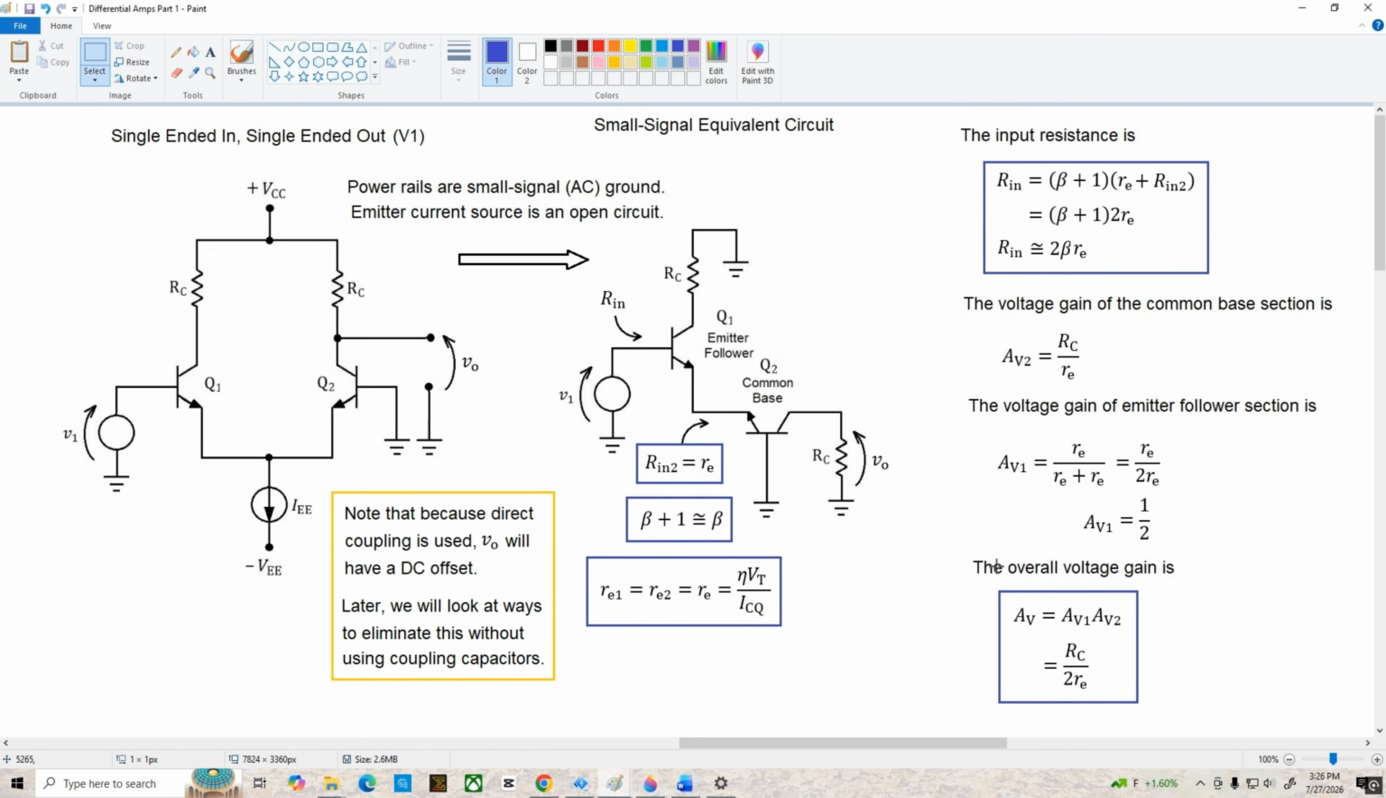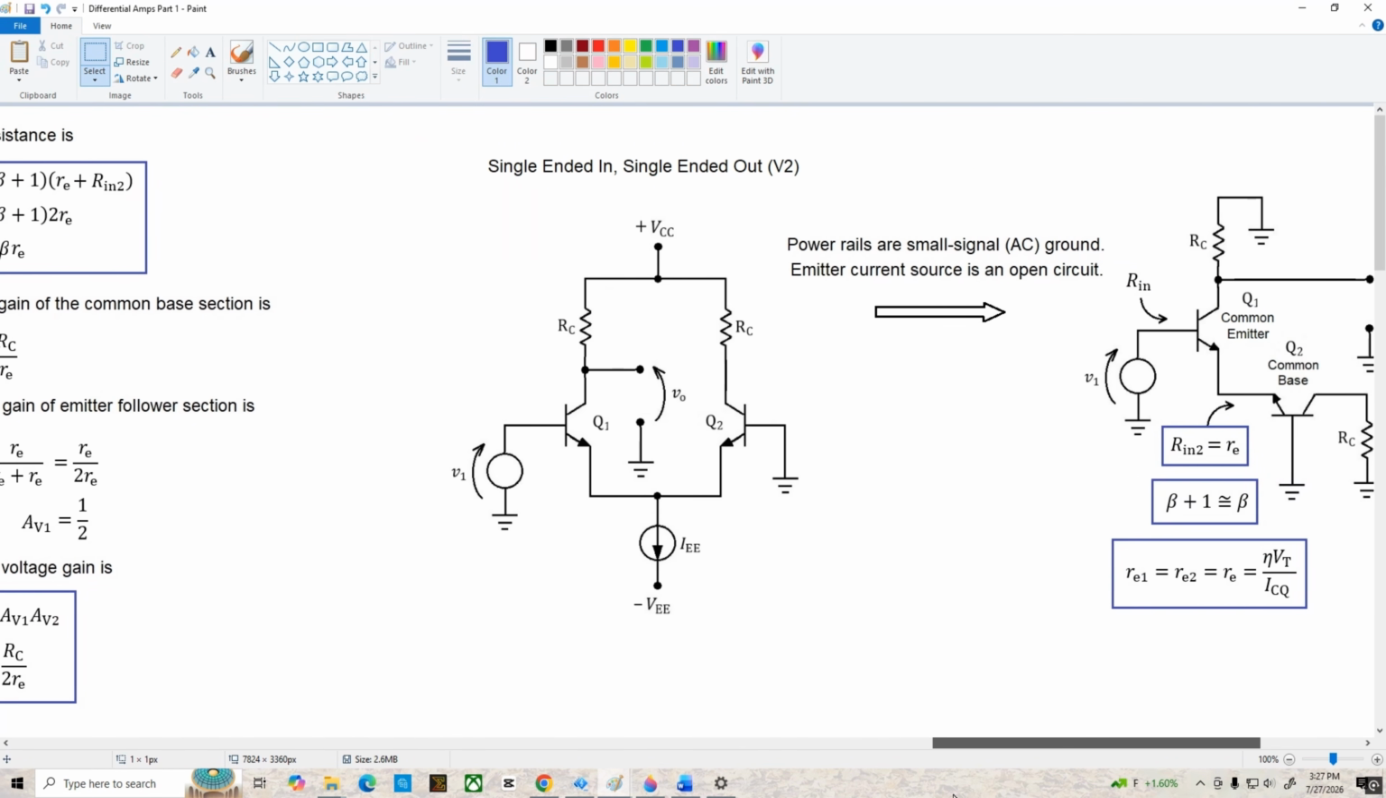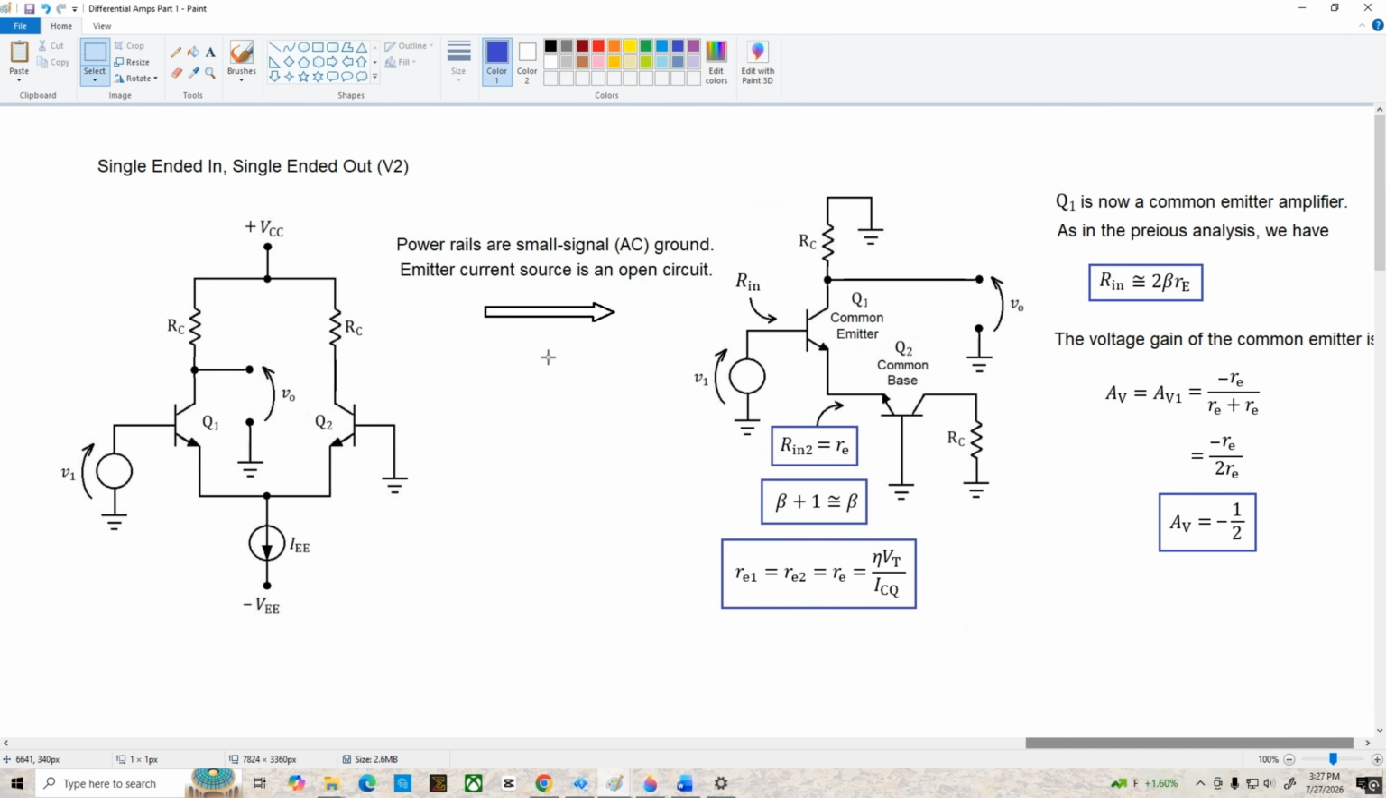Now remember, because we're using direct coupling, there's going to be a DC offset at the output voltage, and we're going to look at ways to get rid of that without using coupling capacitors in some future videos, but for right now, just keep that in mind. Now also remember, I said that there's no law that says we have to use the collector of Q2 as our output. We could also use the collector of Q1 as our output, so we'll take a quick look at that configuration next. And I'm just going to call that single-ended in, single-ended out version 2.